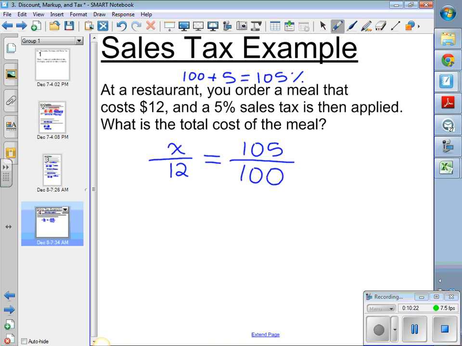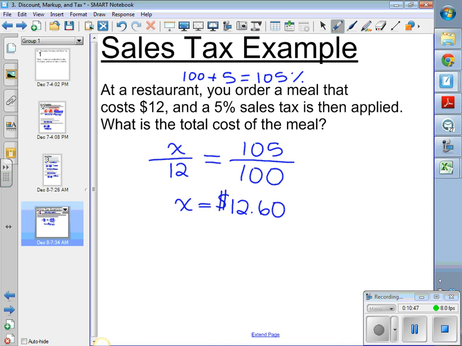So we do 12 times 105 divided by 100, and we get that our meal, this is our whole meal, is going to cost us $12.60.